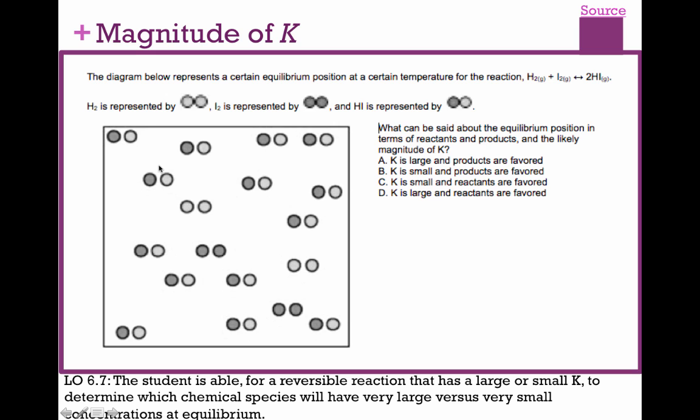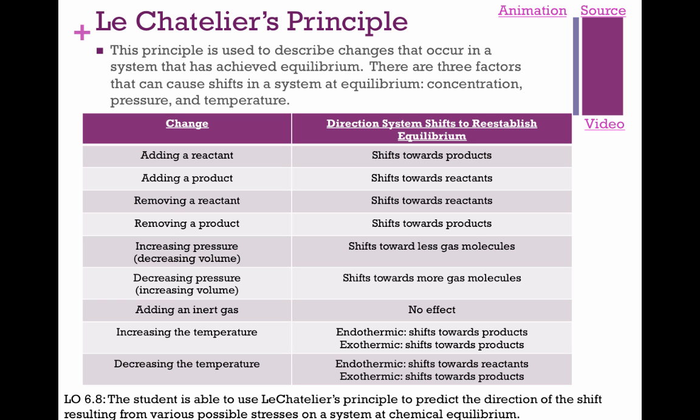So if we have more products, that means we can eliminate C and D, and we give ourselves a 50-50 shot. If we have more products, what does that mean about the value of our equilibrium constant? It's large, because when you calculate your equilibrium constant, your products are on the top. And so K is large and products are favored. This would probably be a multiple choice question if they were to ask this, because particle diagrams can very easily be thrown into multiple choice.